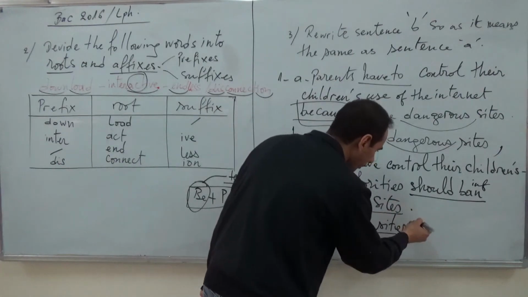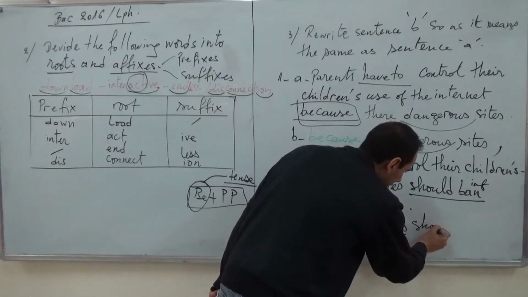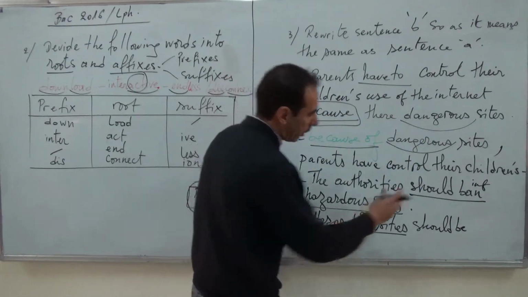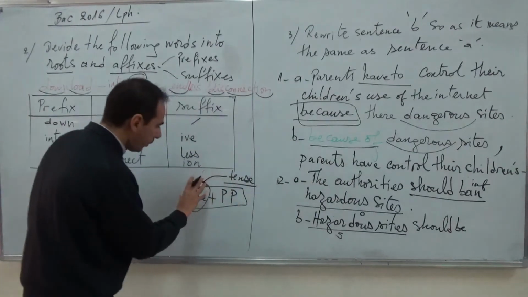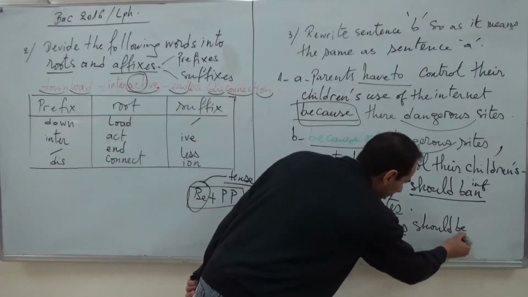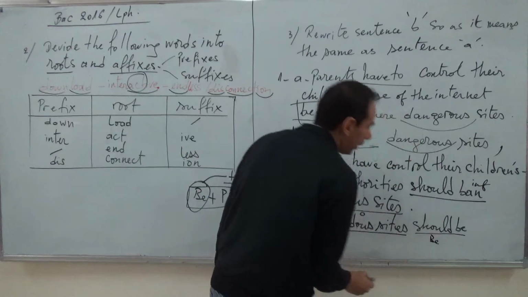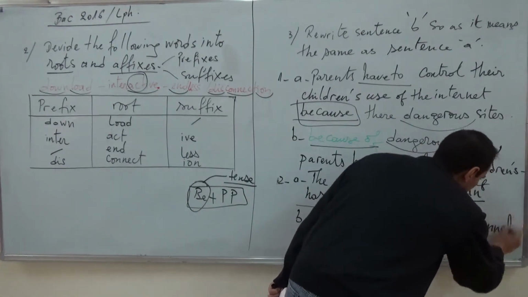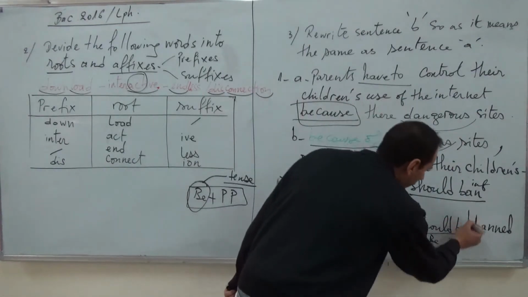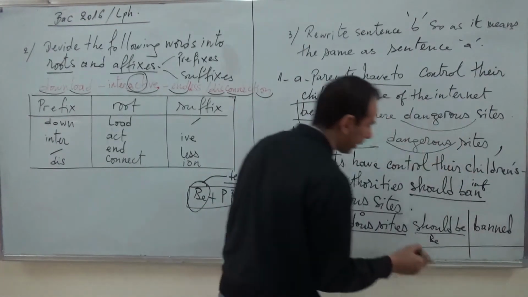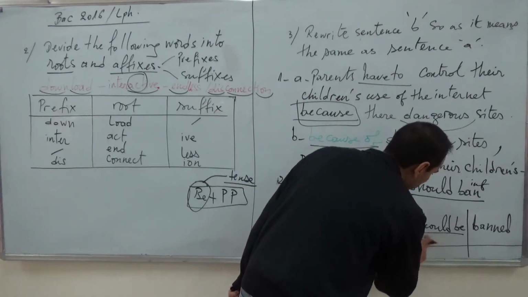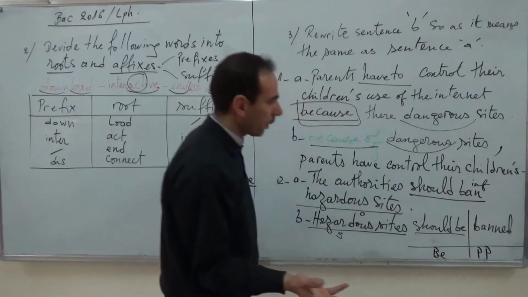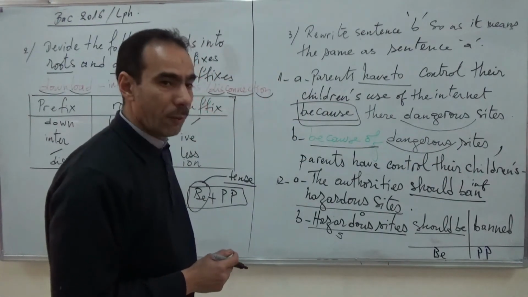Hazardous sites should be the same tense with to be. Here it is. This is to be. Should be plus past participle of the verb to ban or to prohibit: should be banned. So should be plus past participle. This is the form of the verb in the passive voice.